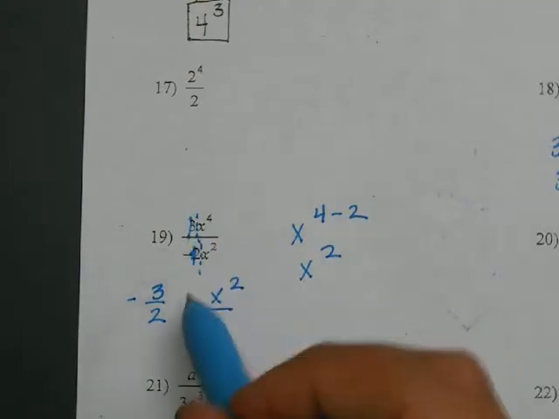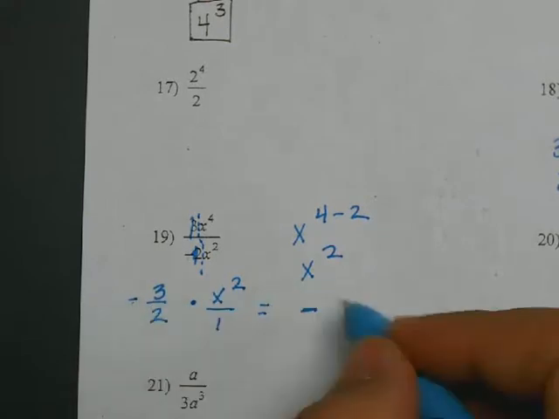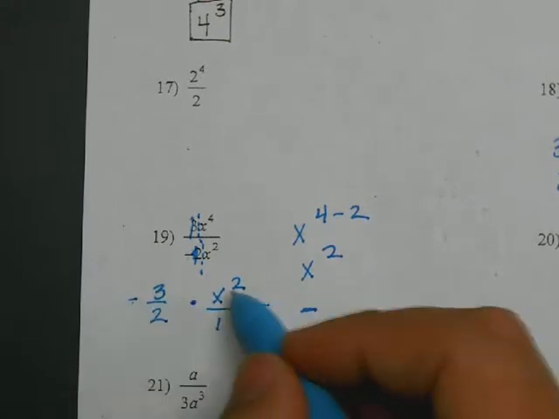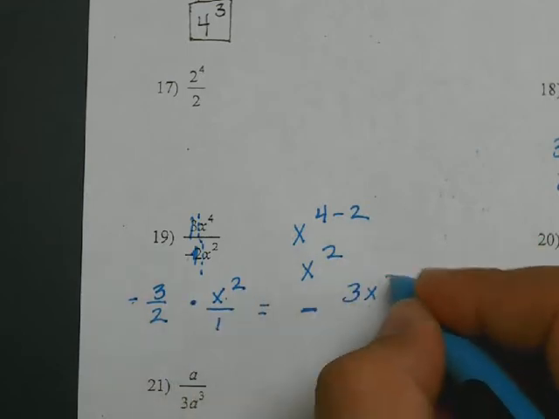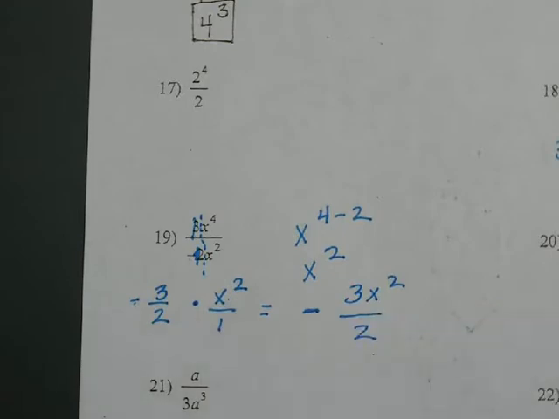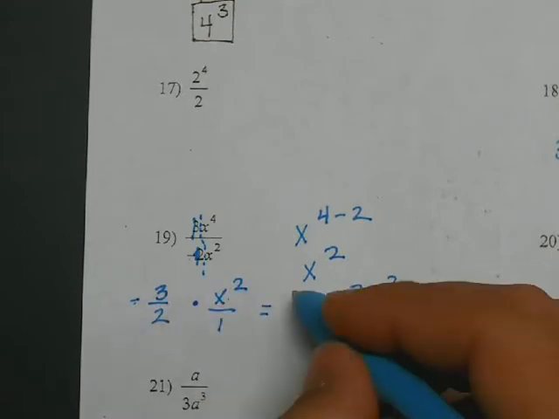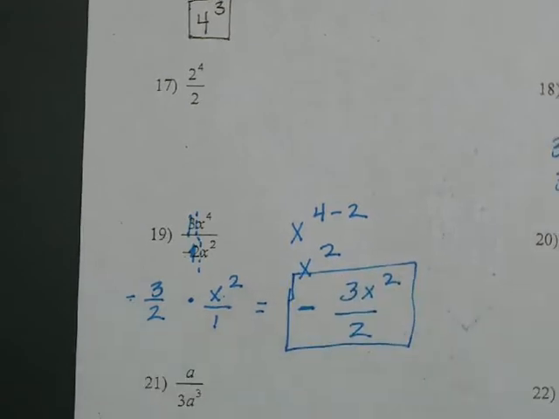So now I know my answer is going to be negative because a negative times a positive is a negative. Now I just multiply numerators and denominators. 3 times x squared is just 3x squared. And then 2 times 1 is 2. And it's already in simplest form because we simplified both of these. So my final answer is negative 3x squared over 2.